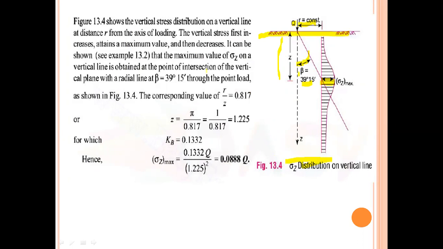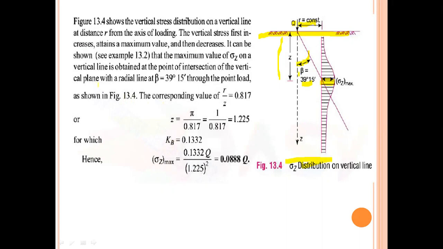So here the figure shows the vertical stress distribution on a vertical line at a distance R from the axis of loading. The vertical stress first increases, attains the maximum value and then decreases. It can be shown from the previous example that the maximum value of sigma Z on the vertical line is obtained at the point of intersection of the vertical plane with the radial line at beta equal to 39 degrees 15 minutes through the point load, as shown in the figure.